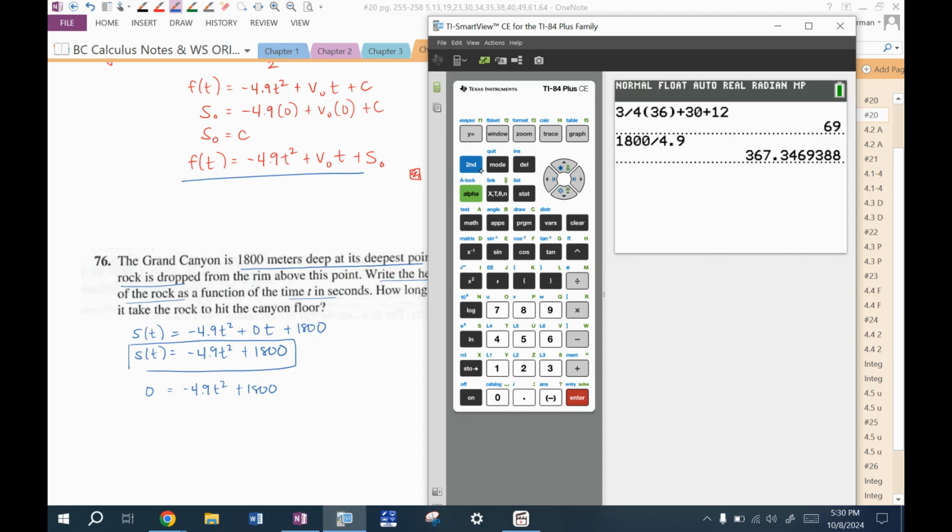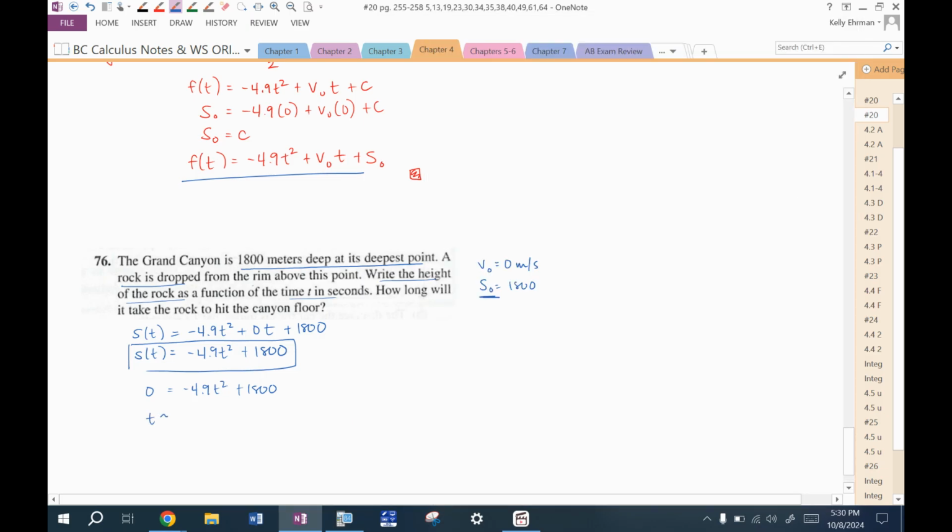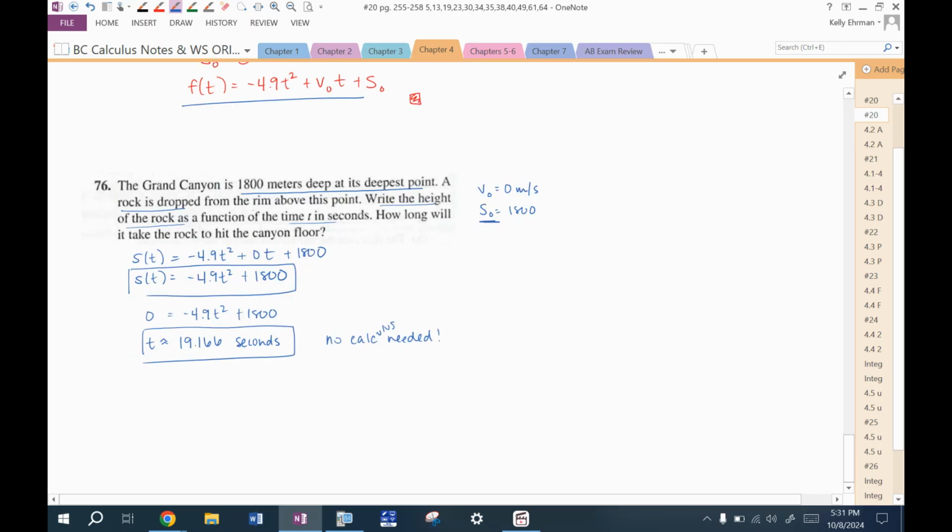You don't want to round this. You want to square root that answer. And now I can round. 19.166. So t is about equal to 19.166, and time is measured in seconds. So on this problem, no calculus was needed. No, I guess I should say no calc. Usually I say calc, meaning calculator. So no calculus needed. We can solve that just with our Algebra 2 skills.